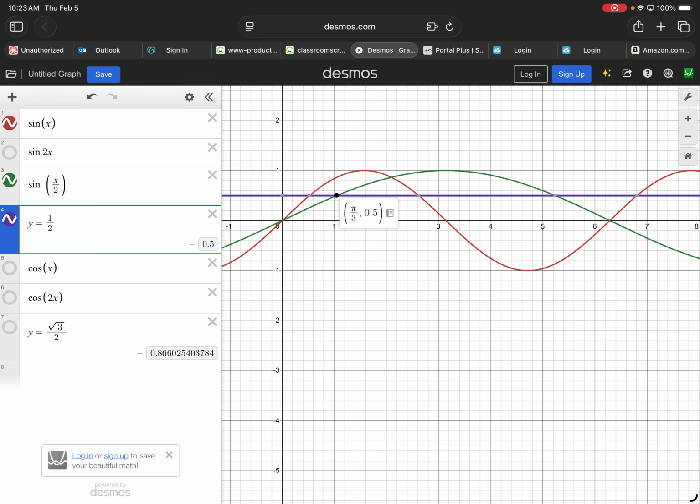So that idea of when you have a multiple angle, the period is changing, and you're either getting a horizontal shrink, which causes more solutions in one full rotation, or a stretch, which would cause less. And so this is what's happening in terms of the picture of the graph. Now, how do we analytically solve that?